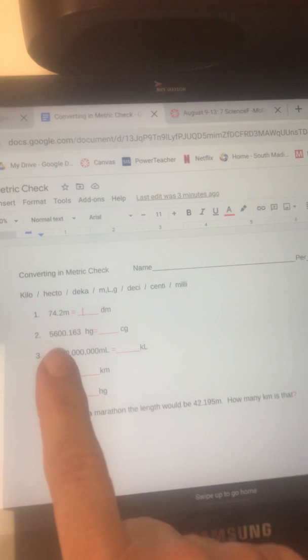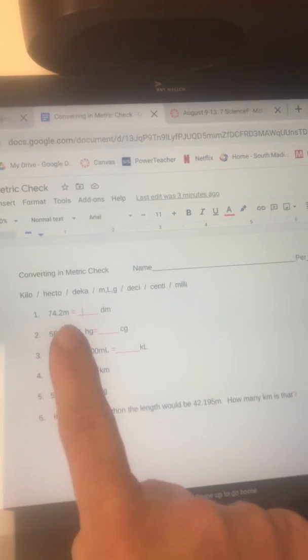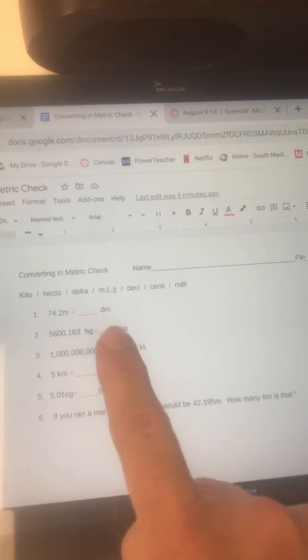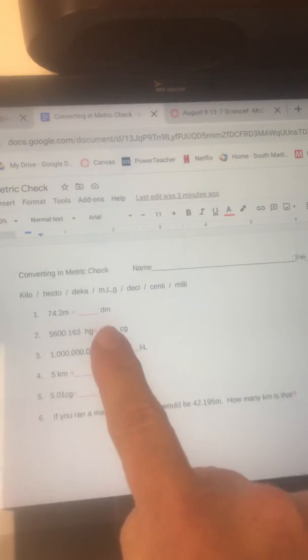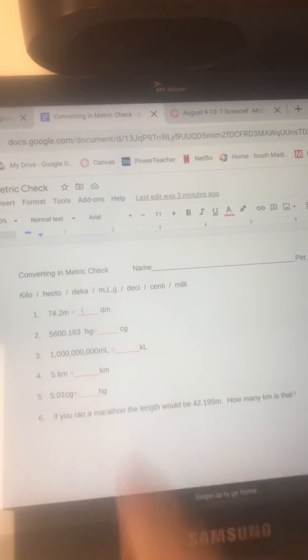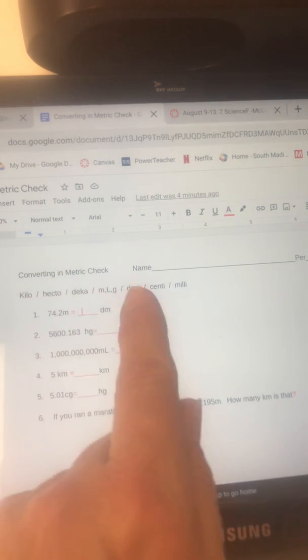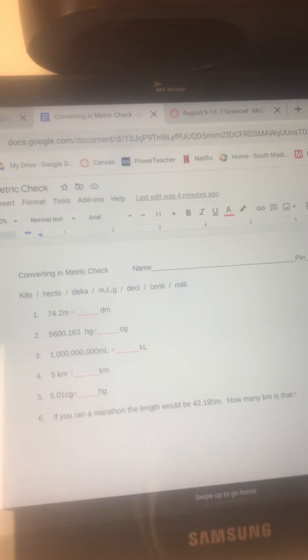In this one here, you are converting 74.2 meters into decimeters. Remember, M is just meters, and dm is deci. If it was DAM, it would be deca. Remember the abbreviations we went over. And remember that these really coincide with place values, so we're just moving the decimal point.